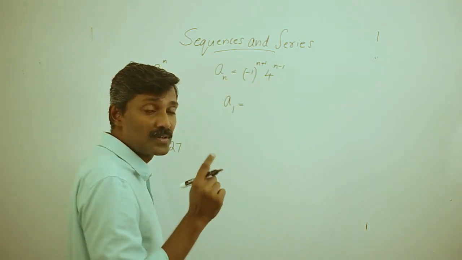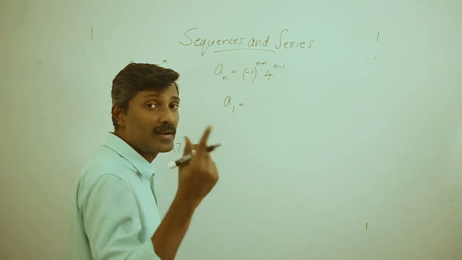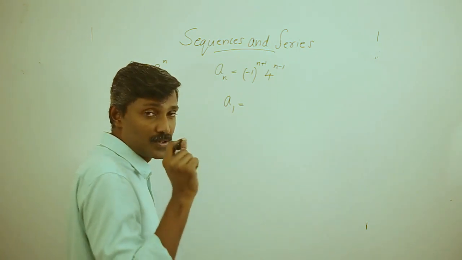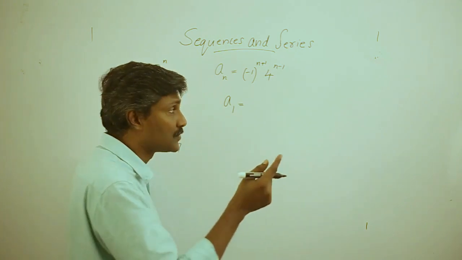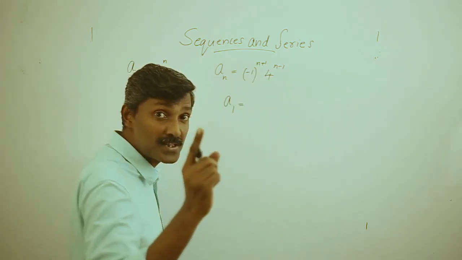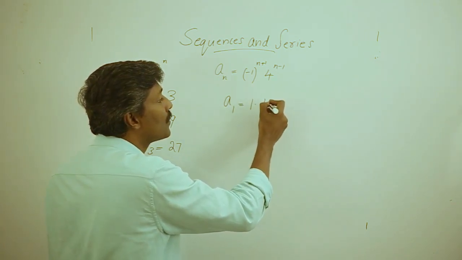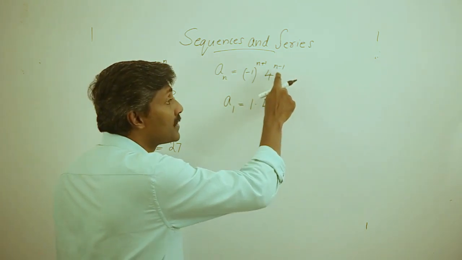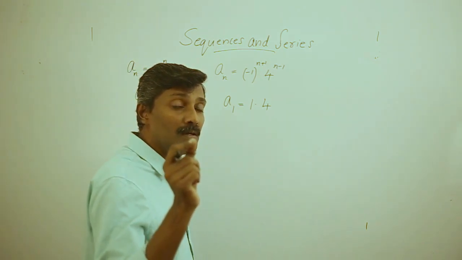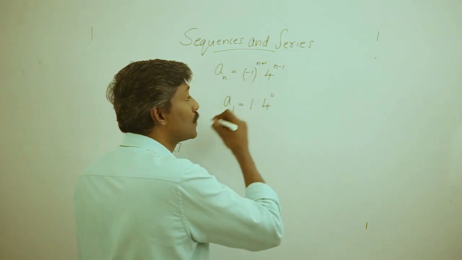And you know that minus 1 the whole square is plus 1. You square anything, it becomes plus. If you square a negative number, that becomes positive. So minus 1 the whole square is plus 1. So it is 1 into 4 raised to 1 minus 1. Now what is 1 minus 1? 1 minus 1 is 0.